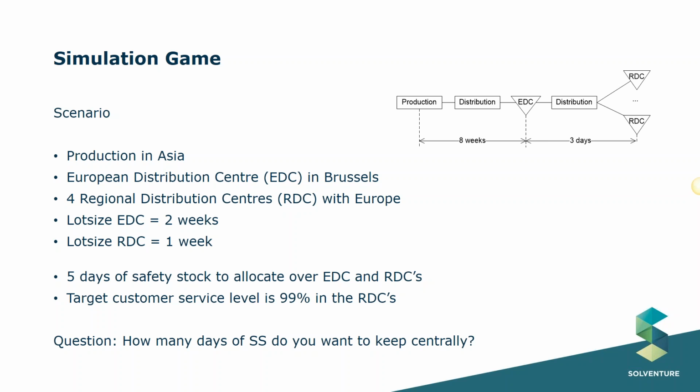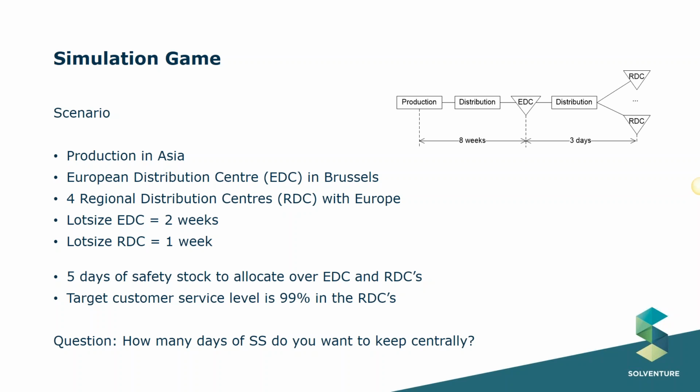So if I look at Europe, then maybe I still have regional distribution centers somewhere in the north, the west and the east. What else do we know? We see that the lead time for goods from Asia to Europe is 8 weeks, and that the time to replenish the regional DCs from the central DCs is 3 days. So this is a lot shorter.